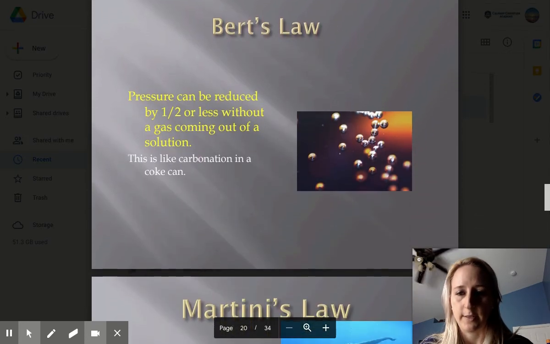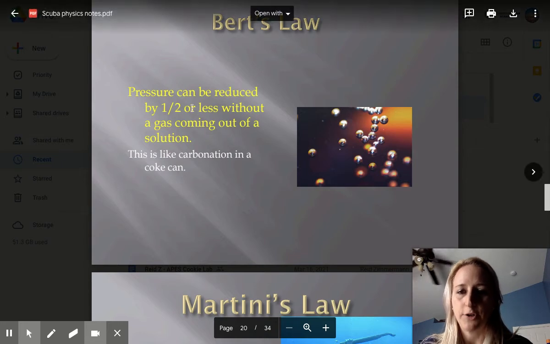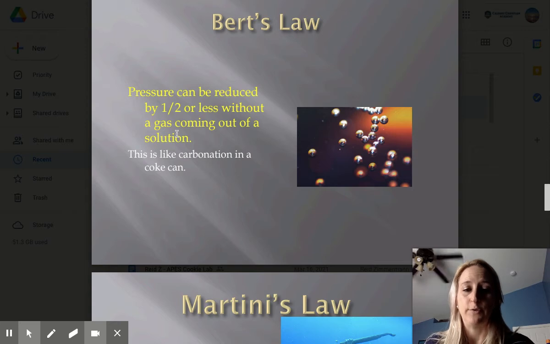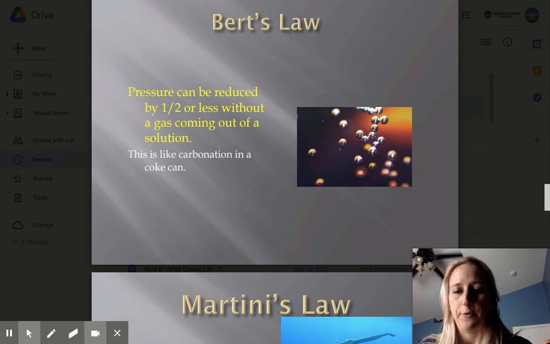which is, I think, this next one here, Bert's law. Pressure can be reduced by half or less without a gas coming out of solution. So you can reduce the pressure by half. Okay, this is why you go up slowly from depth in order to reduce how much precipitates out.